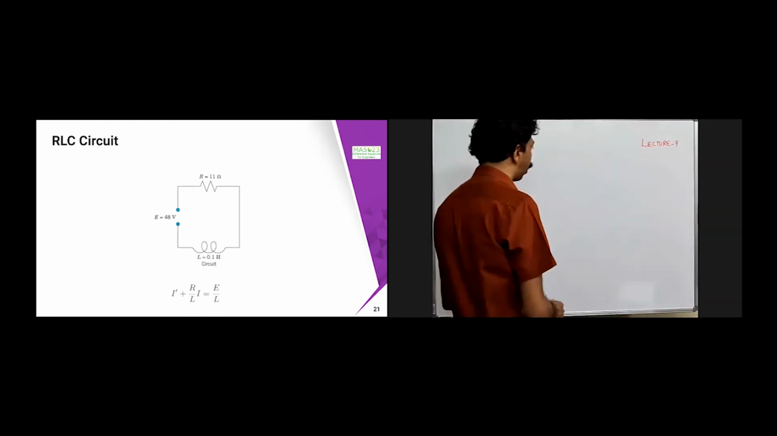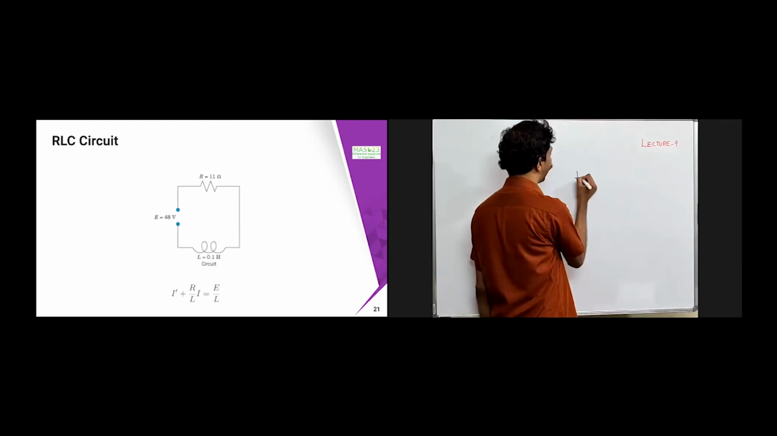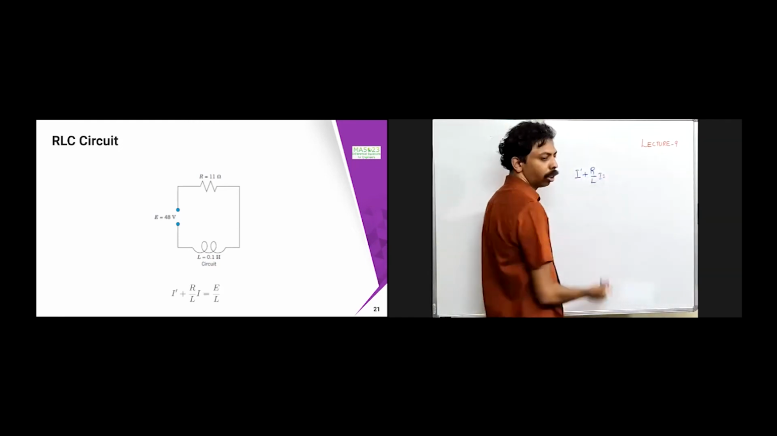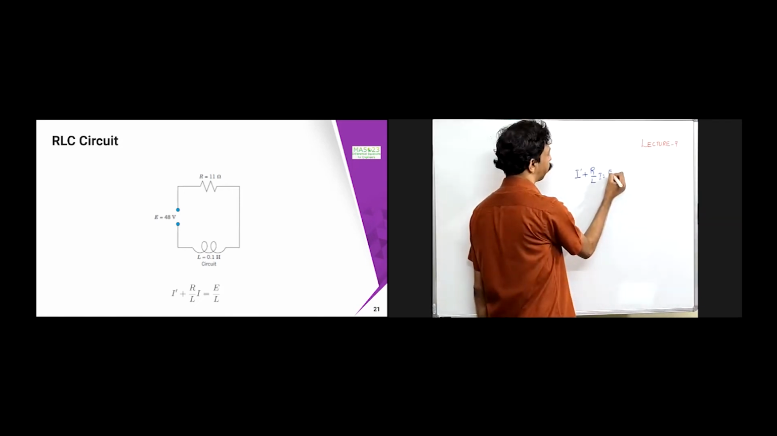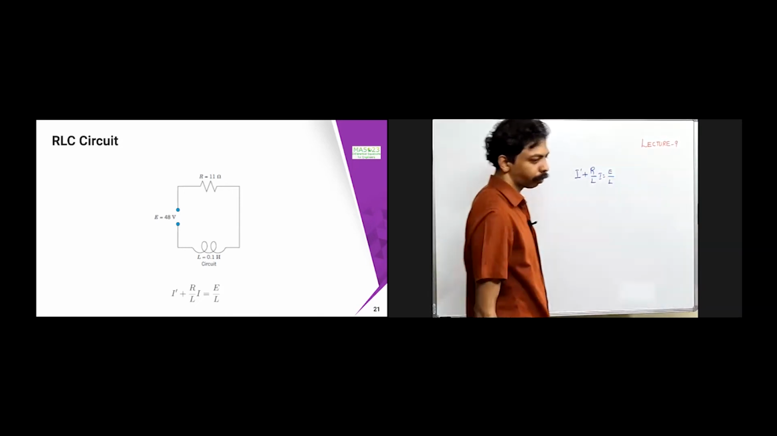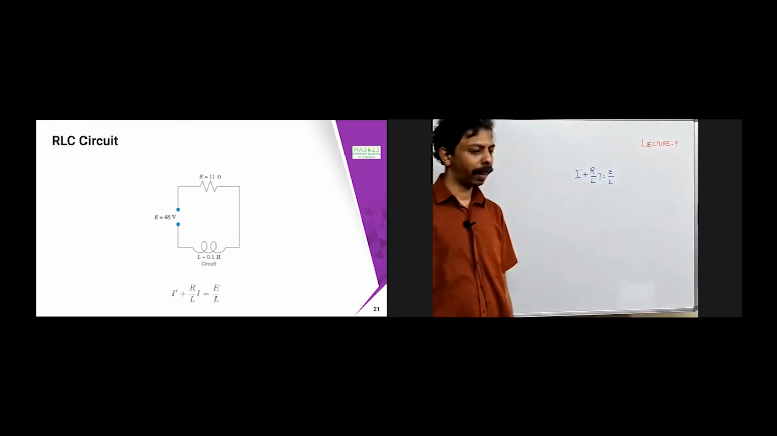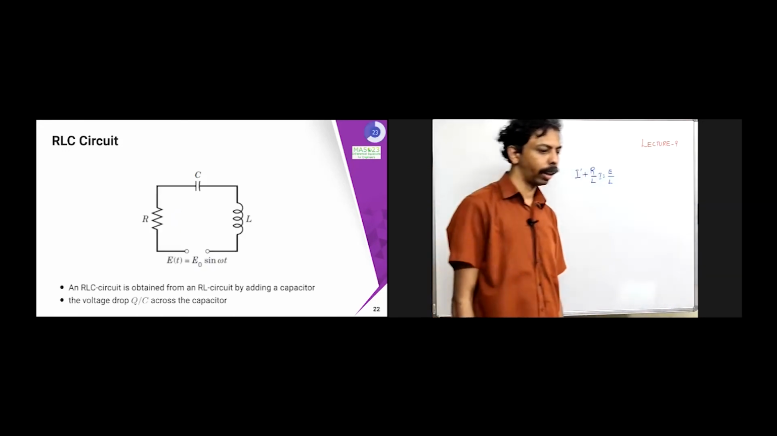For example, in this problem, what you are going to get is I dash plus R by L into I equal to E by L. This is going to be there. Now, either I can differentiate, or I can use some other method to calculate the values.